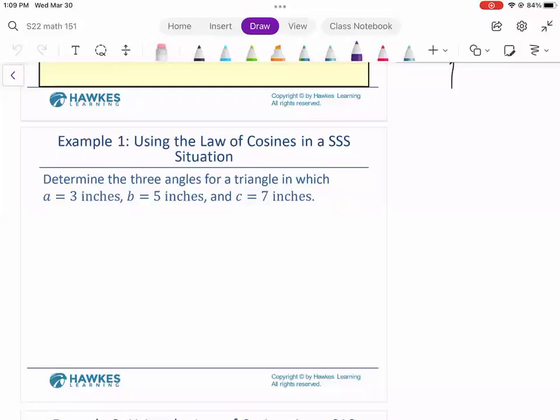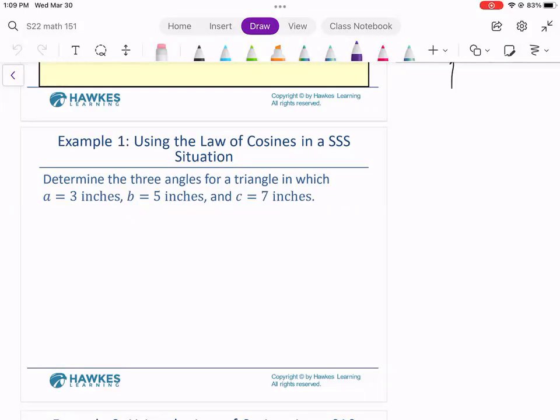When working with triangles, it's important to remember that the angles correspond in terms of size based on the length of the sides as well. In other words, the longest side is opposite the largest angle. As a general rule, when dealing with the law of cosines to solve for an angle, it's a good idea to solve for the largest angle first.